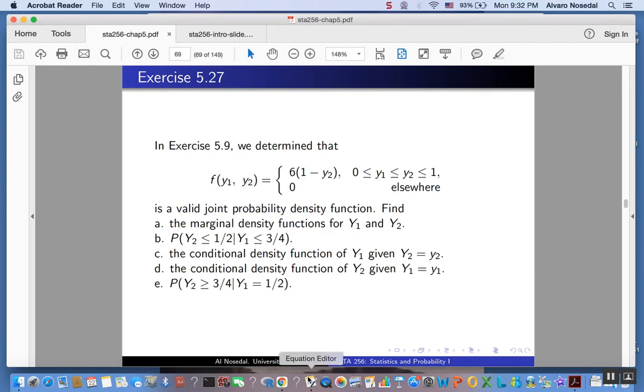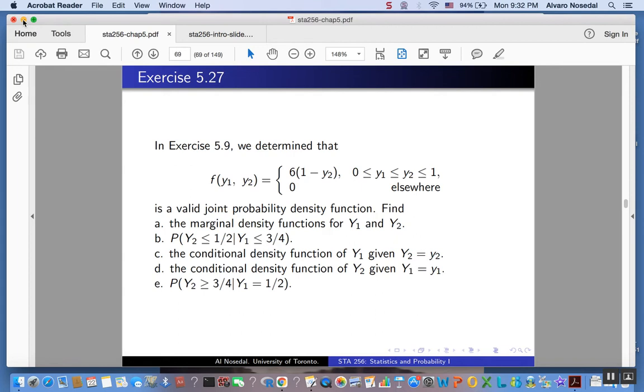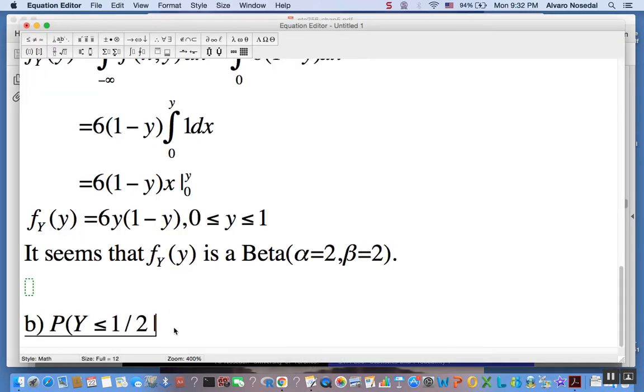Okay, but remember that I changed notation, so I will have to translate the problem to my new labels. So what I want is the probability that y2, meaning y, is less than or equal to 1/2 given that x is less than or equal to 3/4. Excellent. Okay.